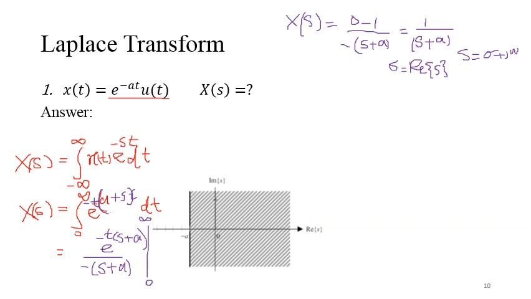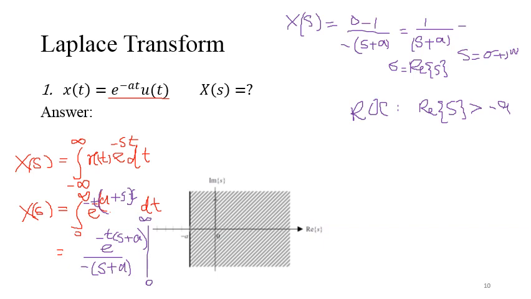So I write just here region of convergence, ROC, or region of convergence, right? So this will be the value of real of s should be greater than minus a, right?